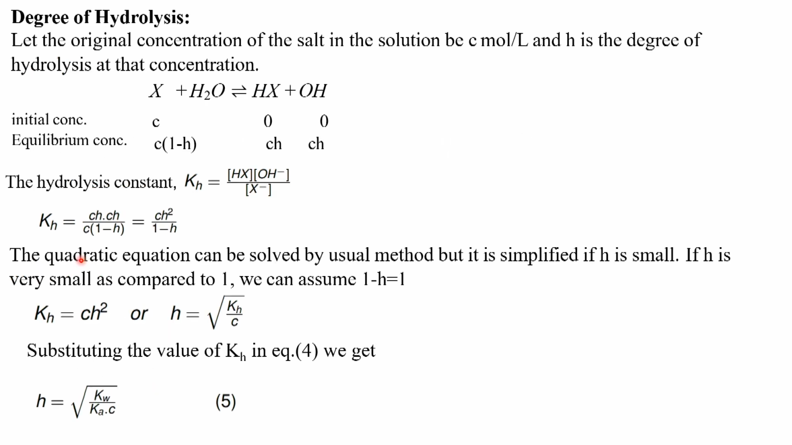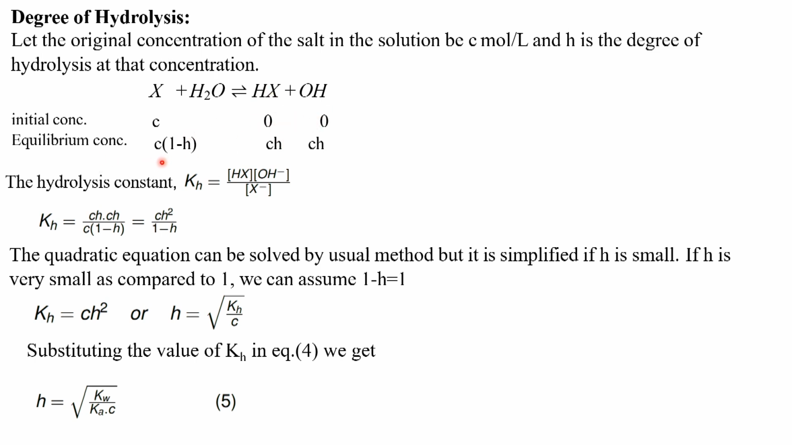Okay. Next, we discuss degree of hydrolysis. Let the original concentration of the salt in the solution be C moles per liter and h is the degree of hydrolysis at that concentration. So, X minus plus H2O, this is the reaction, gives HX plus hydroxyl ion, OH minus. Initially the concentration of salt is C, and we do not have any HX or OH minus, so this is 0 and 0.